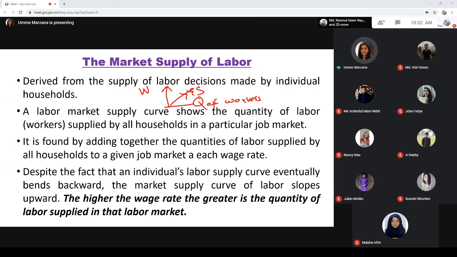So the market labor supply curve basically is showing you that at a specific wage rate, what is the quantity of workers that are willing and able to work, willing and able to supply their labor hours. Is everyone able to understand this?